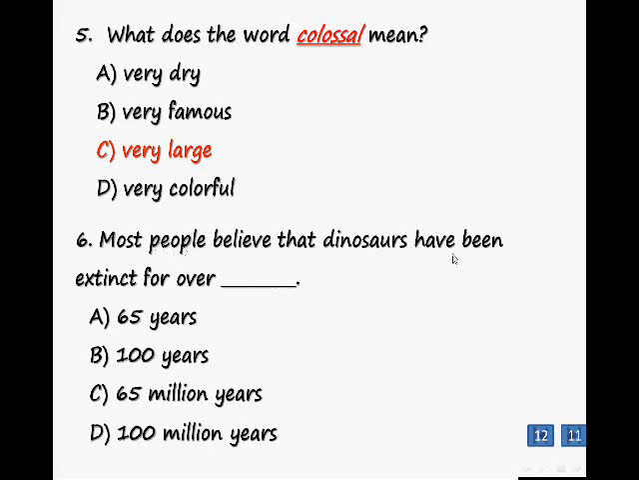Number 6. Most people believe that dinosaurs have been extinct for over, and then we have a number of years here, okay? And be careful that all these numbers of years are mentioned in the text. In order to answer this question, you have to know the meaning of the word extinct, okay? And definitely this word means that they aren't living anymore, okay? Because definitely we don't have dinosaurs whatsoever.